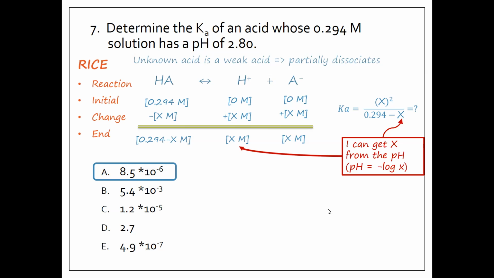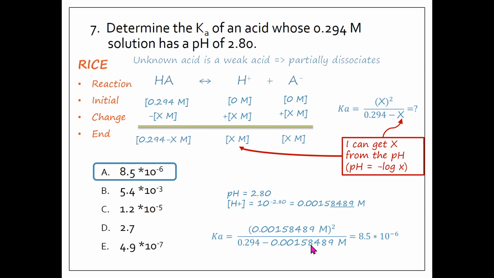Now the other piece of information, remember, that they gave us is the pH, and they told us it's a 2.80. So I can use that pH to get the X concentration. So if the pH is 2.80, the H concentration is 10 raised to the negative 2.8. That gives me a hydronium concentration of 0.00158. And so this is our X. So I can plug this in here and here. And when I plug that in, that's how I'm getting a Ka value of 8.5 times 10 to the minus 6.